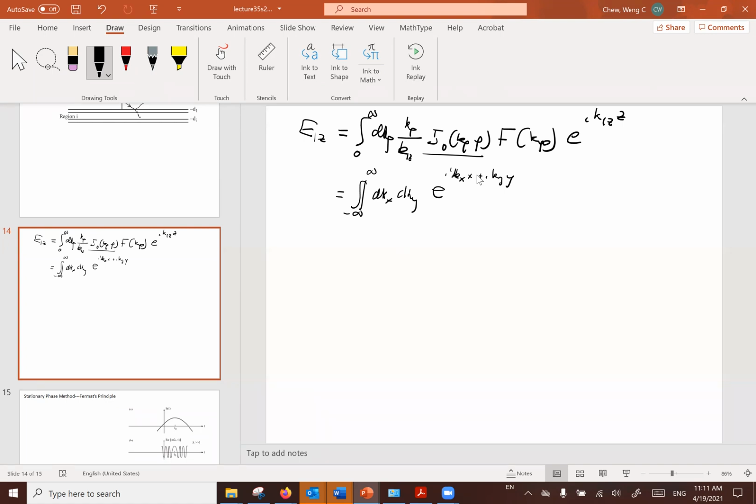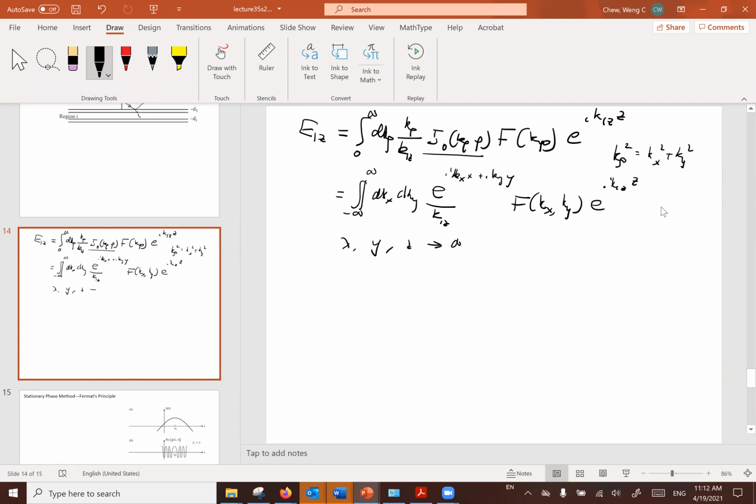And then I will have k1z, and then I will have this f of kx and ky. This would become a function of kx and ky. You remember k rho squared is equal to kx squared plus ky squared. So this will be a function of kx and ky, and then I will have to put my k1z back there.